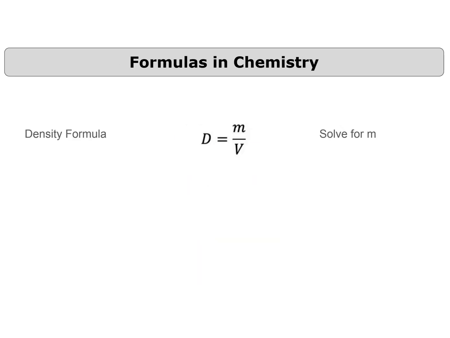Now let's look at some formulas that you'll be seeing in your chemistry class. This is the density formula, where density is equal to mass over volume. And if we want to solve for mass, since we are dividing by the volume, we would want to multiply both sides by volume, and we would get mass is equal to density times volume.